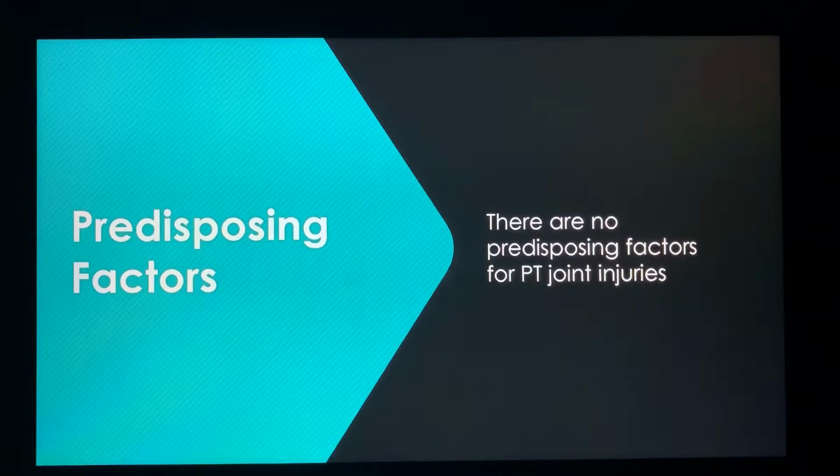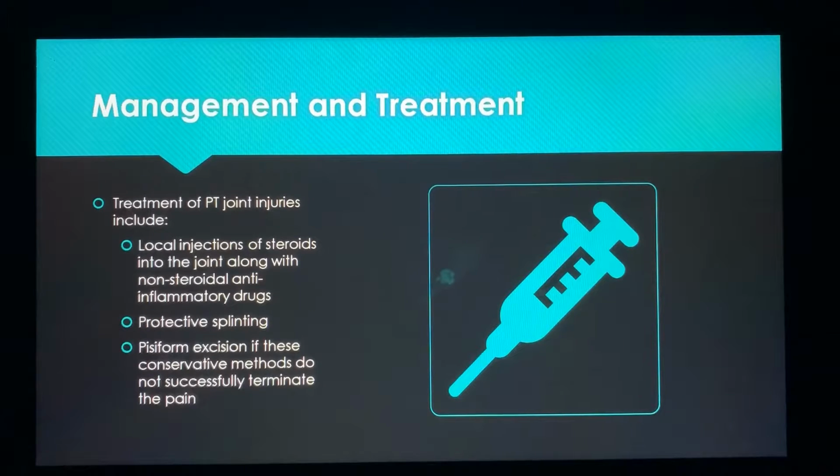Predisposing factors. Unless you have a prior injury with this joint, there are no predisposing factors of PT joint injuries. Management and treatment. Treatment of PT joint injuries includes local injections of steroids into the joint along with non-steroidal anti-inflammatory drugs, protective splinting, and pisiform excision if these conservative methods do not successfully terminate the pain.